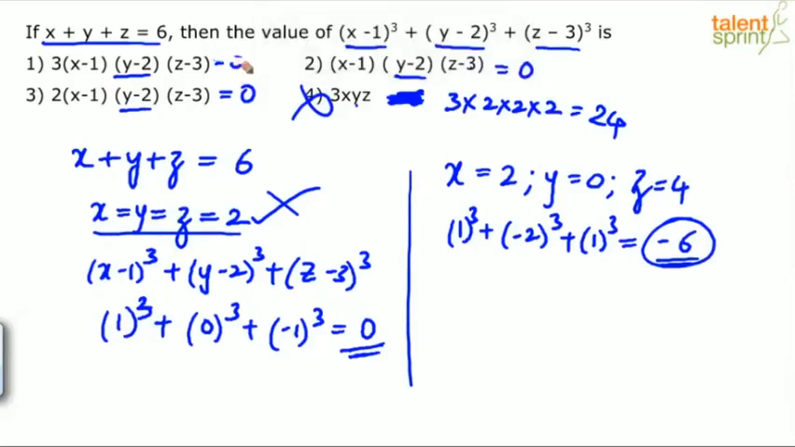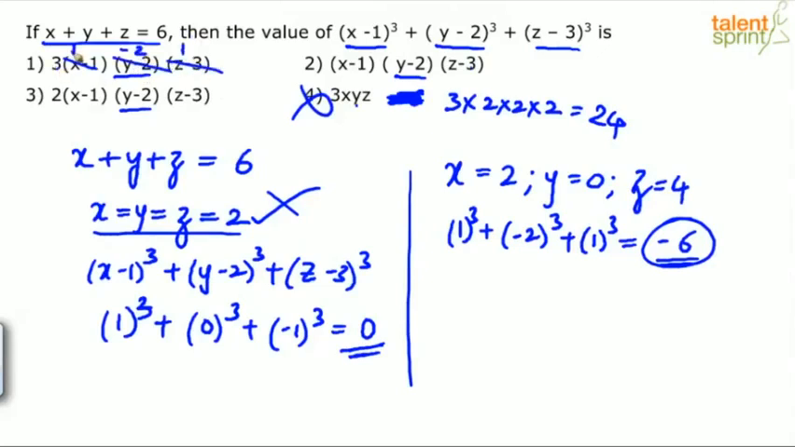Substitute in option 1. What happens in option 1? Which values are we going to substitute now? 2, 0, 4. Substitute 2, 0, 4 in option 1. What happens? 2 minus 1 will give you 1. 0 minus 2 will give you minus 2. And 4 minus 3 will give you 1.